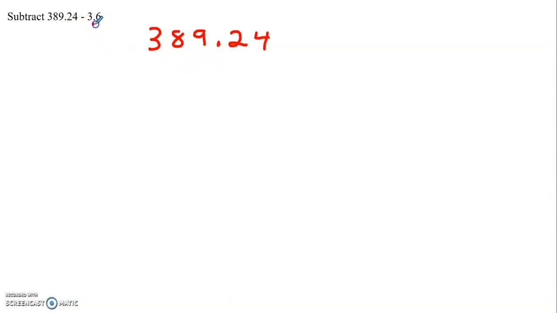The very first thing I do is I look for this decimal and I write the decimal underneath. Now this 6 here is in the tenths, so it goes underneath this 2 because that 2 is also in the tenths. And our 3 here is in the ones, so it has to go under the 9 because the 9 is also in the ones. And then I'm going to subtract and draw my line.